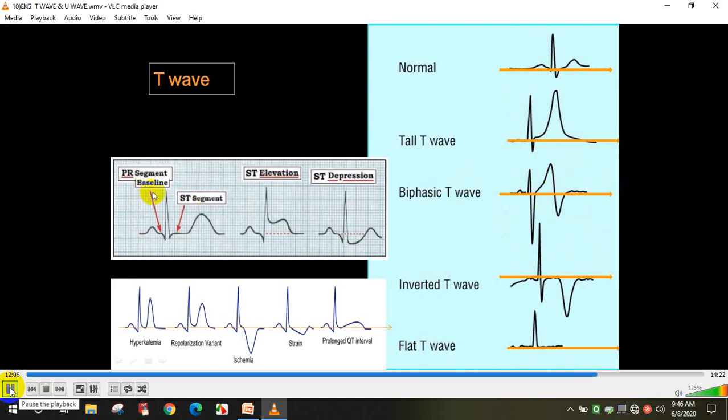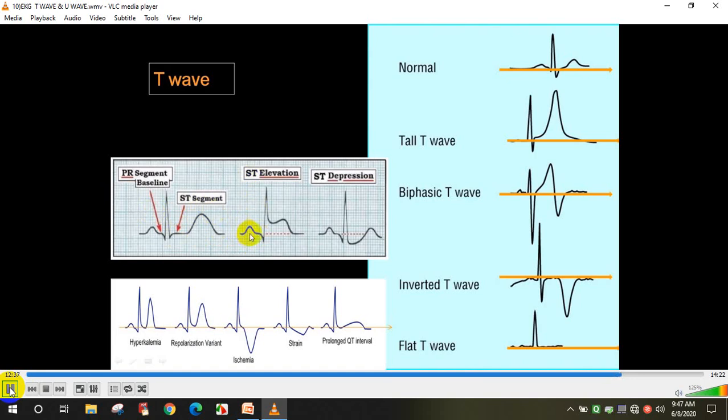Now here there is one ECG strip which is showing you that the ST segment is isoelectric and the T wave is upright. This is the first part of the T wave and this is the second part of the T wave. The first part is a little longer than the second part. It is a little asymmetrical and its height is less than half of R. When it is less than half of R, it is not a tall T wave. This is a normal T wave.